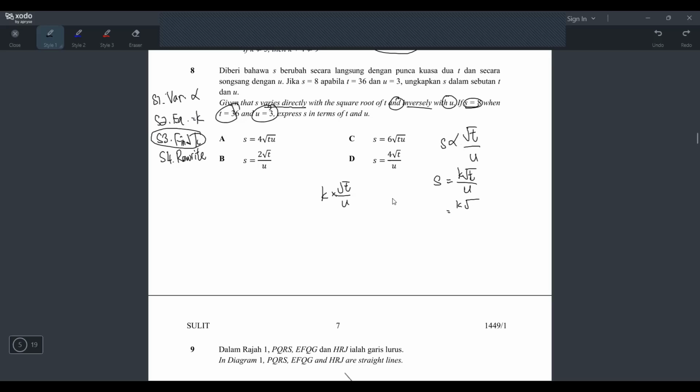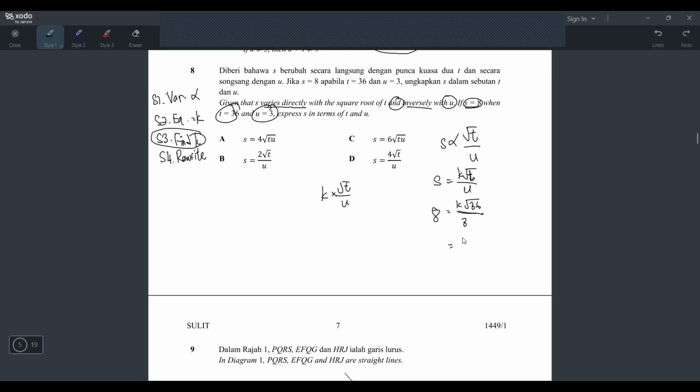So the complete information here is S equals 8, okay? U equals 3, okay, 3, and then T equals 36. Make sure when you masuk, you ganti, be careful. Because if you terbalik, let's say the 3 you put here, 36, you letak bawah, wrong also, okay? So look carefully. T is 36, so inside the square root is 36, and then bawah is U, so bawah is 3, and then this one is 8.